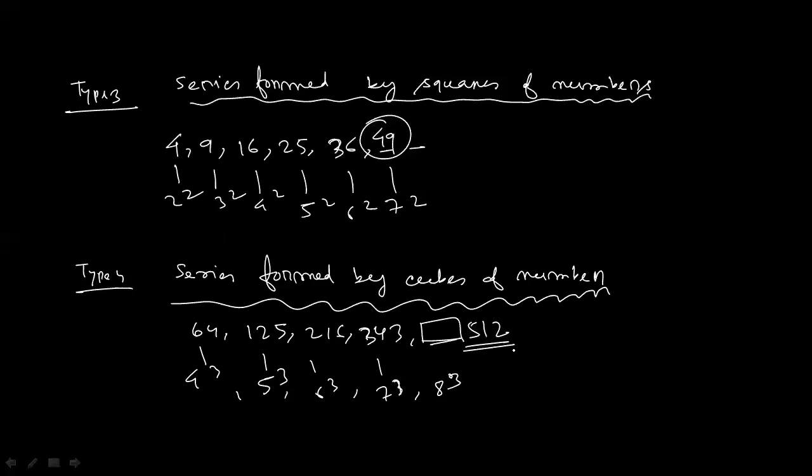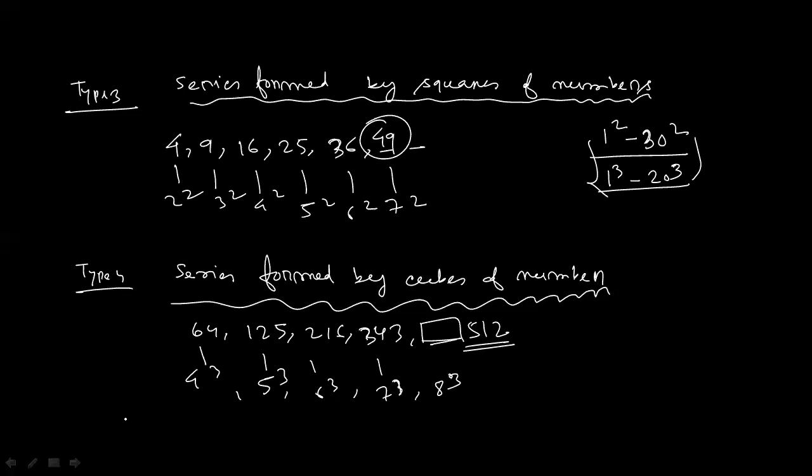Now see, for quantitative aptitude, you have to remember squares from 1 to at least 30 square, and cubes from 1 cube to at least 20 cube. Then it will be easy for you for solving the question in the exam. So 8 cube is 512. So if you remember 8 cube, then you can directly answer the question within a second of time. Yes or no? So this is a type 4.